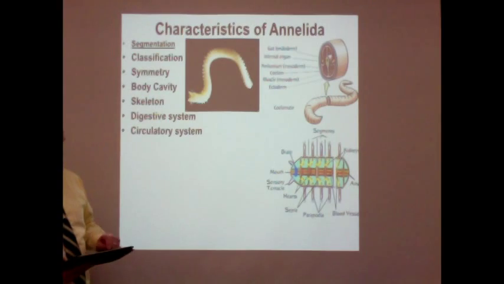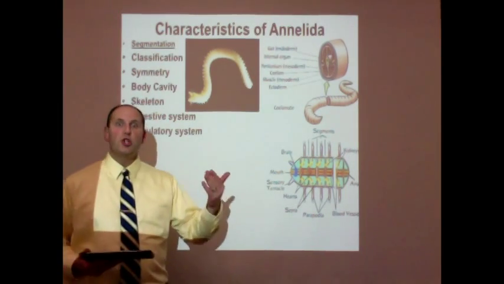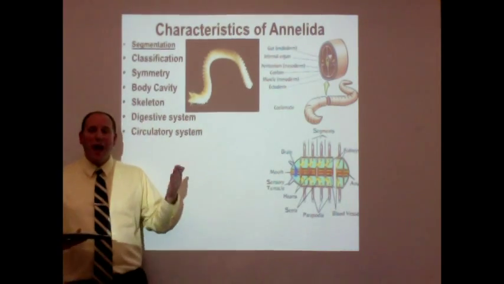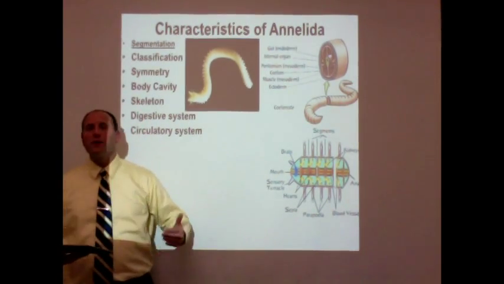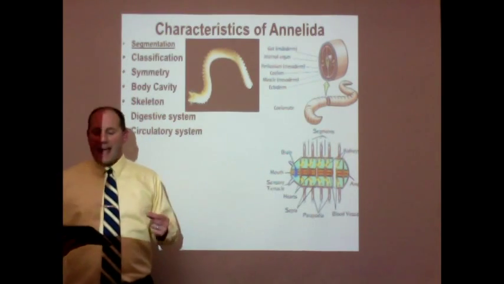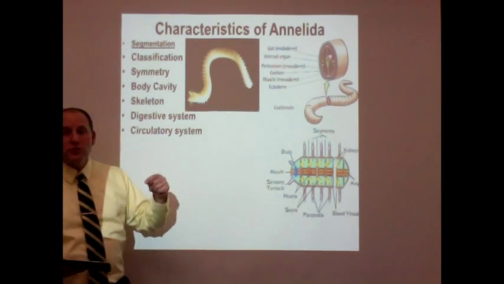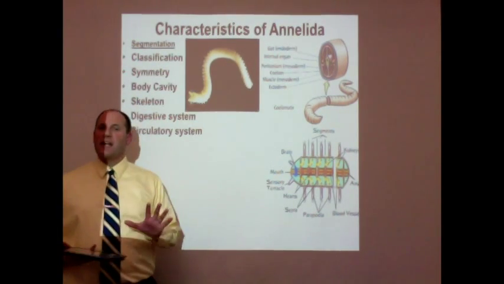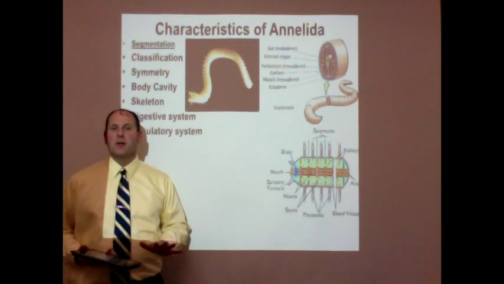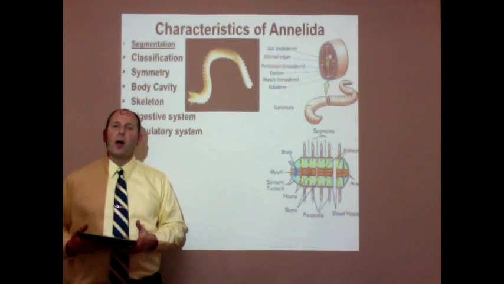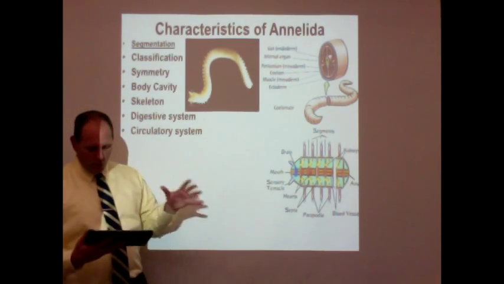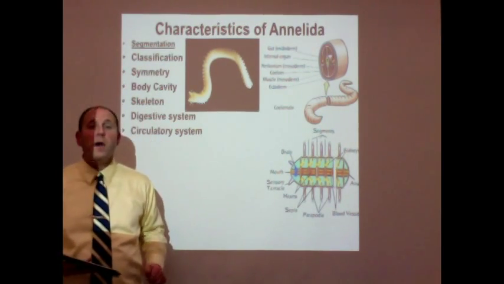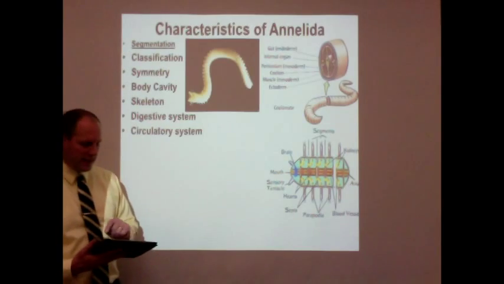The circulatory system, again, is another new structure, more advanced than some of these other ones. They do have a way of circulating nutrients around the body. They have a closed circulatory system, that is, they have vessels. They even have, and this is kind of cool, heart-like structures. They have 5 what we call aortic arches that help to pump that fluid through the organism. So we'll talk a little bit more about those when we talk about the oligochaetes.